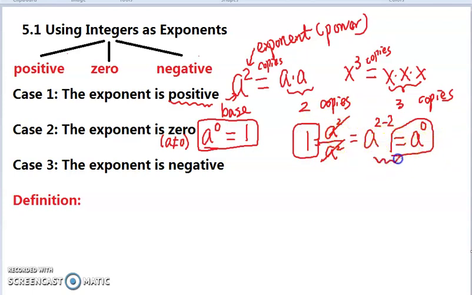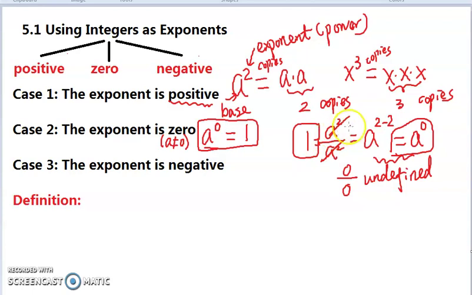One is by using the formula, subtracting the exponent. The other is by canceling the common factors. We should get the same answer. So that means a to the 0 has to be equal to 1. And this process also explains why the base a cannot be equal to 0. Because if the base a is equal to 0, we're going to have a 0 divided by 0, which is undefined. So that's why the base a cannot be equal to 0.